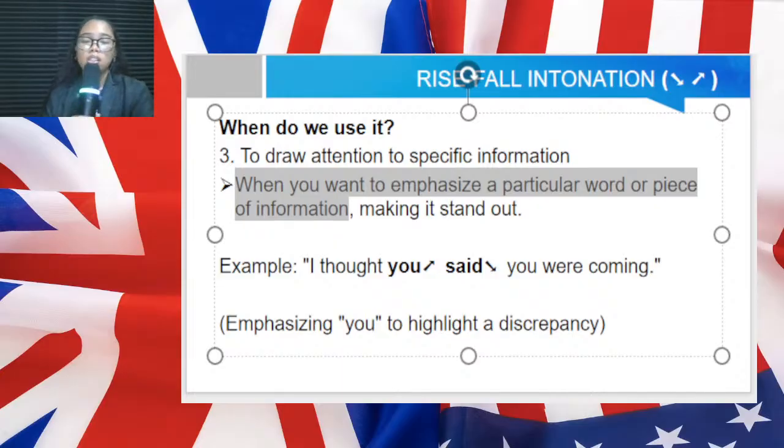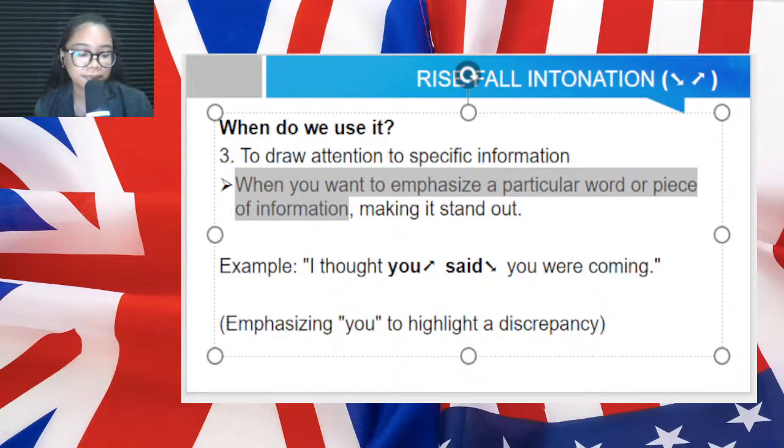I thought you said you were coming. I thought you said you were coming. Here's how the riseful intonation works. It's magic in this specific sentence. The riseful intonation is clearly placed on the pronoun you. Okay? Imagine yourself saying this. Your voice would start at a neutral level. Then it increases sharply on you, reaching its peak, and then, of course, it drops pitch as you finish the word, and perhaps even carries some of that downward slope into the beginning of said.